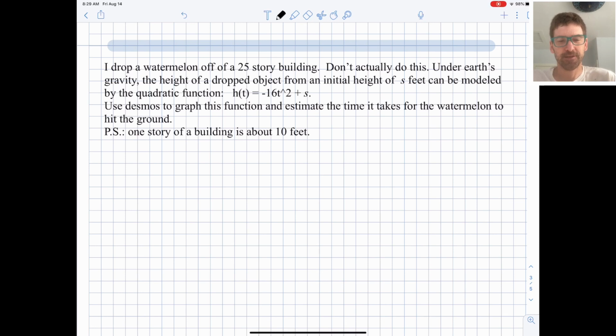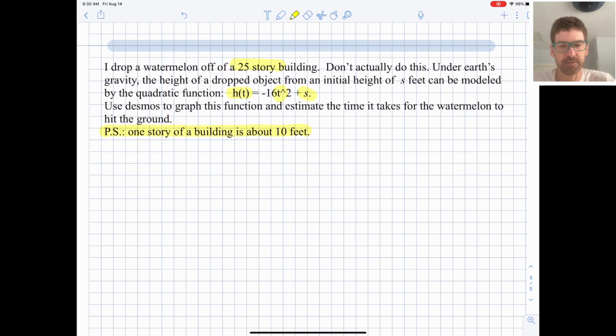Okay, so let's just be clear about what our variables are. s is where we're going to plug in our height. That's our initial height, okay? And it looks like we'll need to use this information along with the fact that it's a 25-story building. t is our independent variable. That's time. So as time goes by, the height of this watermelon changes. Okay? And h of t is our dependent variable. That's what we're trying to figure out. That's the outcome of this function. Gives us the height of the watermelon at any particular time.